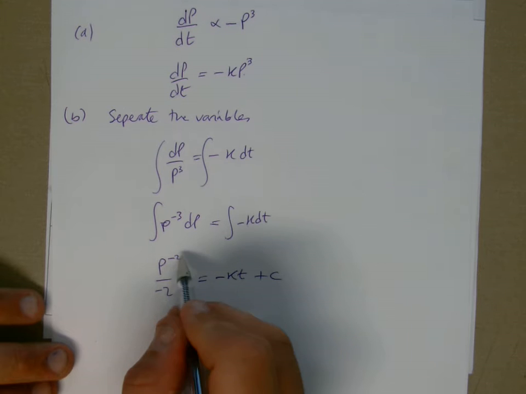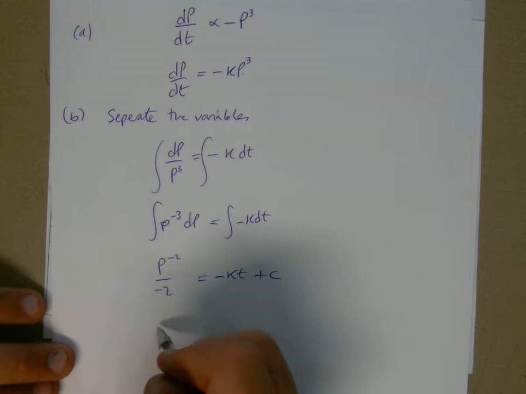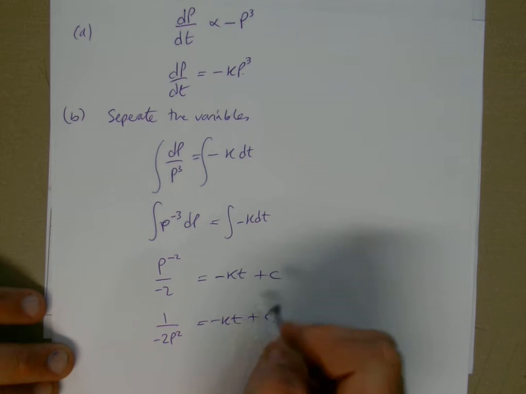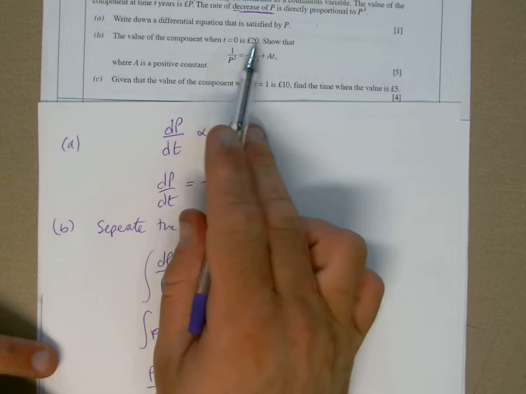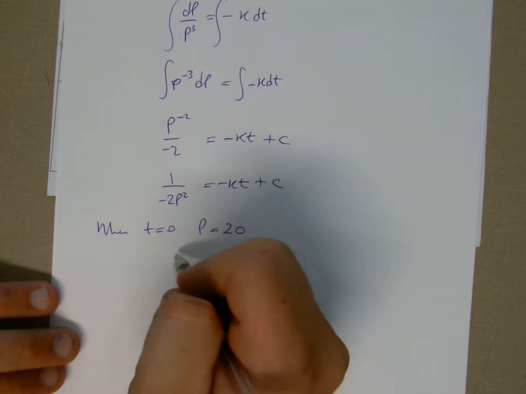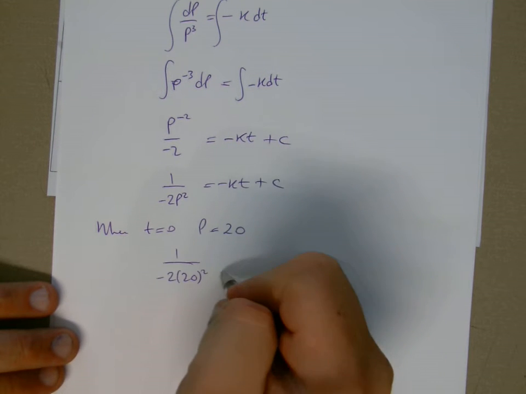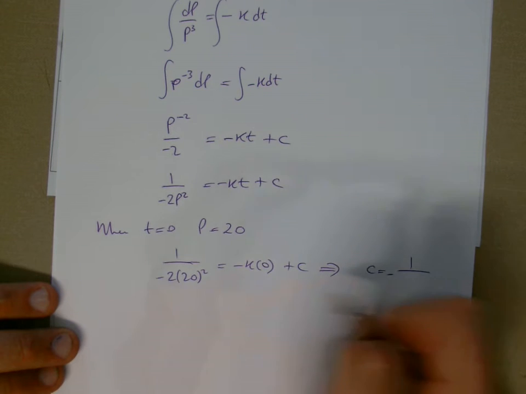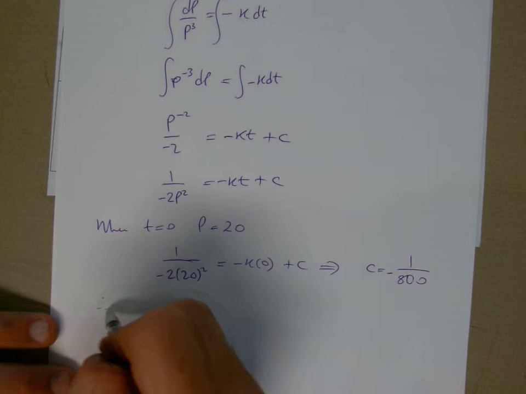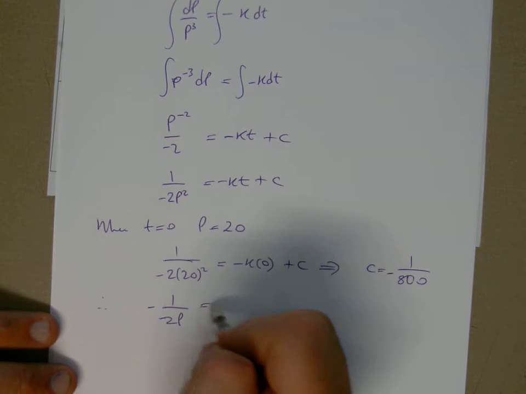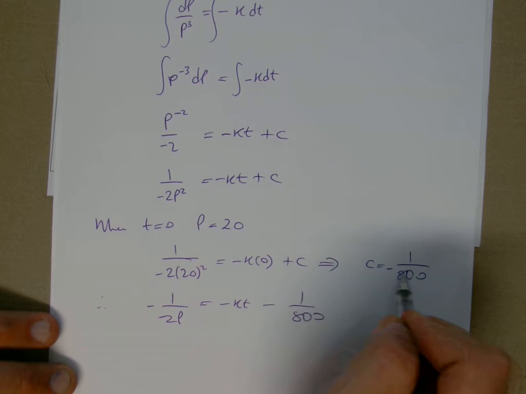So we can tidy this up then. P to the minus 2 we can bring down, so we have p squared on the bottom. So we have 1 over minus 2p squared equals minus kt plus c. Then the question says, of course, when t is 0, the price is £20. So we've got those conditions there. When t is 0, price is £20, so we can sub that in. We have 1 over minus 2 times 20 squared equals minus k times 0 plus c. That implies c will equal minus 1 over 800. So we've got 1 over minus 2p squared equals minus kt minus 1 over 800, by subbing the c value back in.